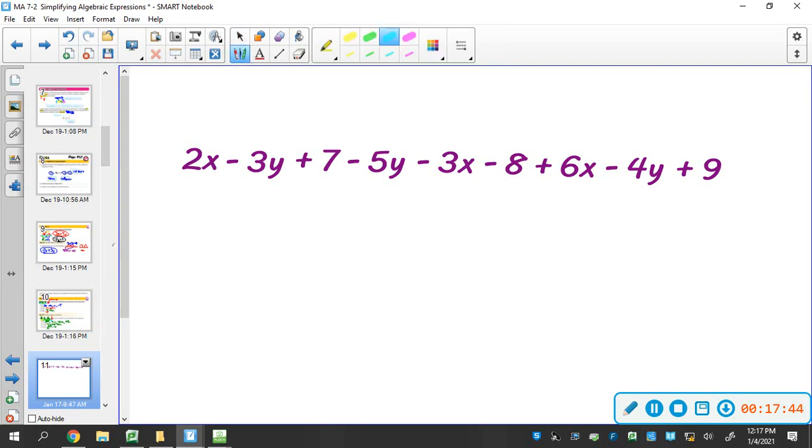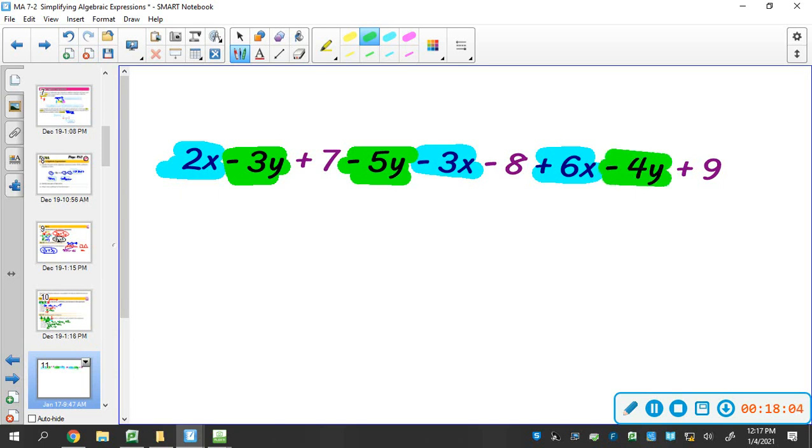Okay, so hopefully now you've tried it. And I have 2x, -3x, +6x are all like terms. I have a -3y, a -5y, and a -4y. And then the rest are constants. I have a +7, a -8, and a +9. So those are my like terms there.